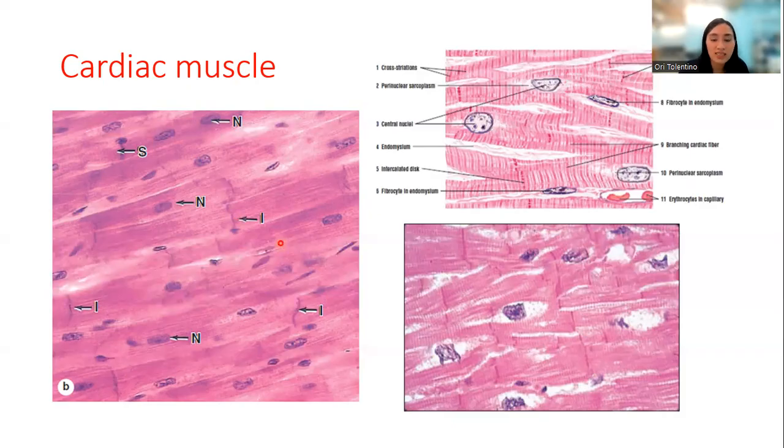Again, the intercalated discs are made up of what? Desmosomes to anchor the cells together and gap junctions to unify the cells when they contract. So when you see a structure of this cardiac muscle, you can identify the branching, short muscle fibers connected by your intercalated discs. Very important, these intercalated discs.